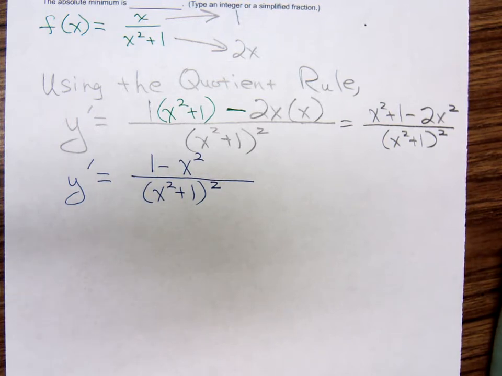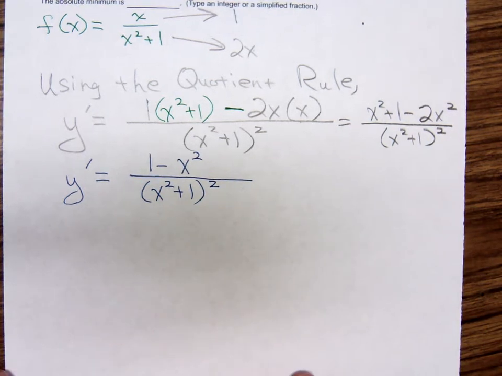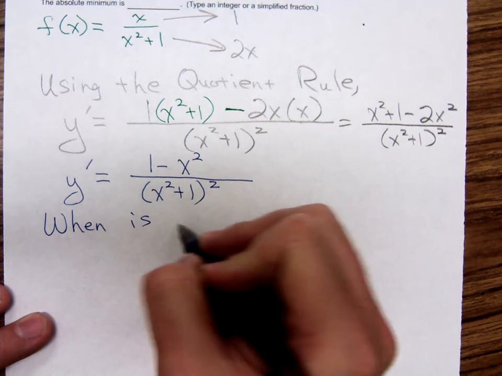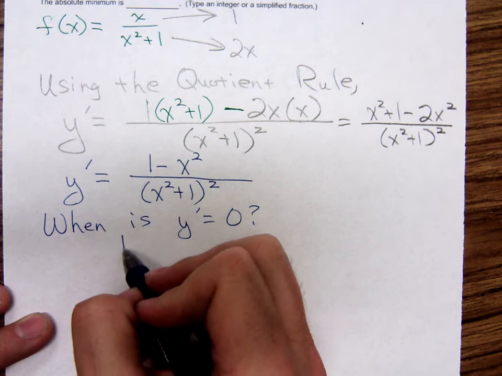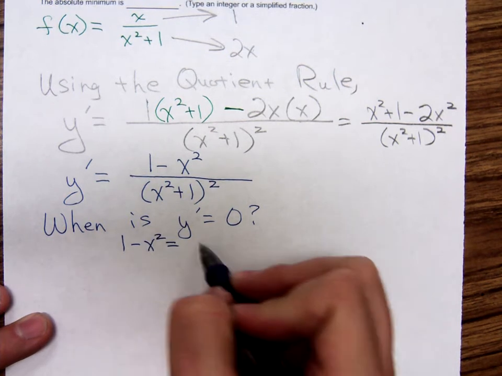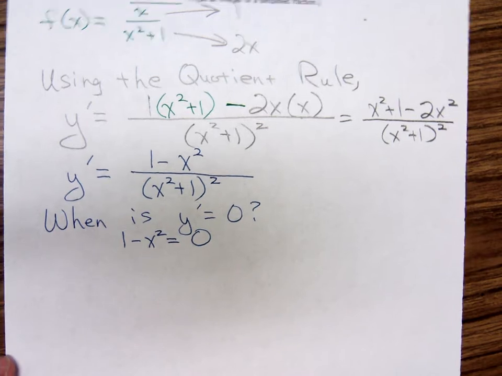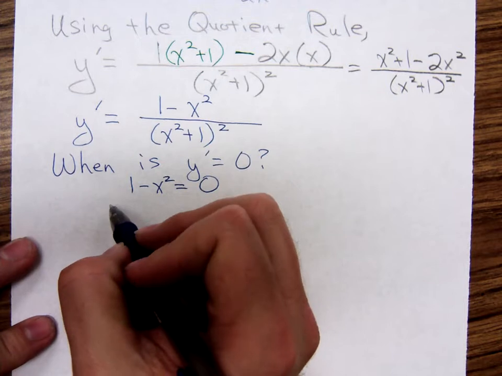Now, when is y prime equal to 0? When is a fraction equal to 0? When the numerator is equal to 0. So when is y prime equal to 0? That's when the numerator is 0, when 1 minus x squared is equal to 0.